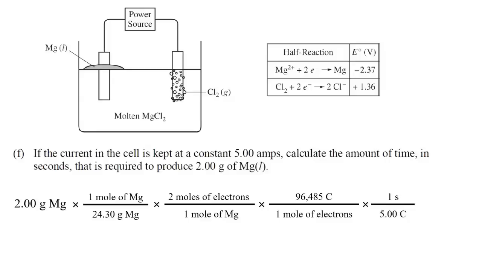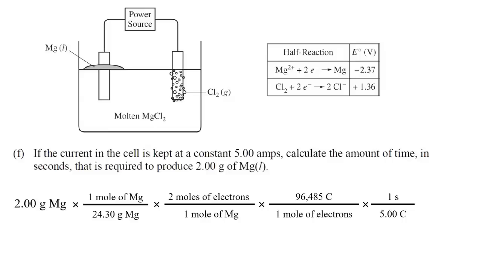So to summarize, I went from grams of magnesium to moles of magnesium using the periodic table. I went from moles of magnesium to moles of electrons using the information from the half reaction. I went from moles of electrons to coulombs using the Faraday constant from the equation sheet. And then I went from coulombs to seconds using my understanding of what amps are. So 5.00 amps would be 5.00 coulombs per second.